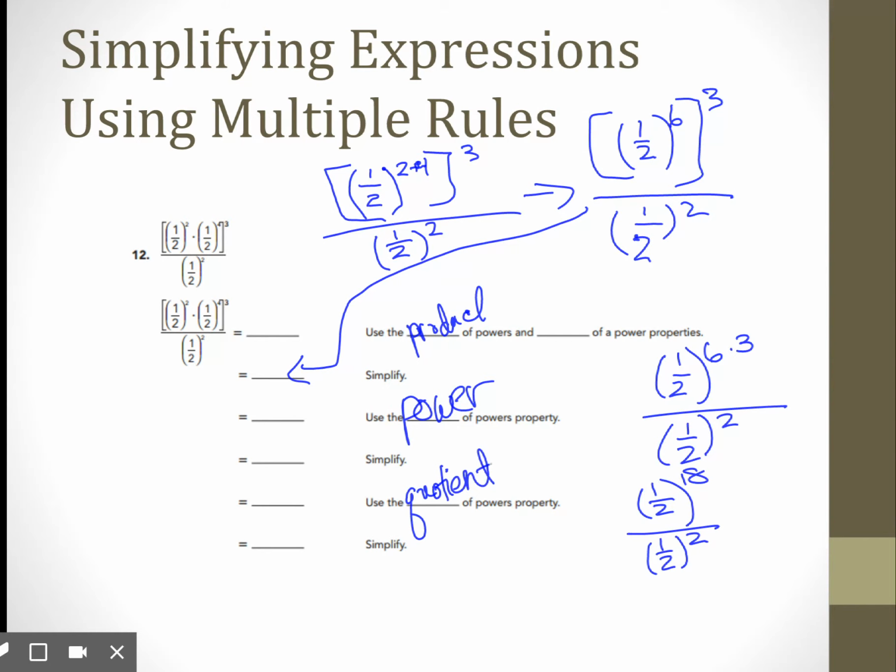And I'm simply going to subtract my exponents. So I have 1/2 with 18 minus 2. It simplifies all the way down to our final answer, 1/2 to the 16th power. And that's it. Again, remember, always apply in the order of product of powers property, power of a power property, and then quotient of powers property.